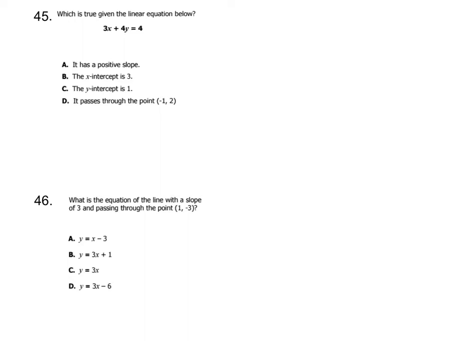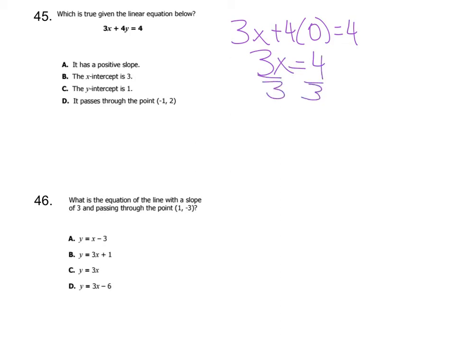A couple of things we could do here. Let's go ahead and look at the x-intercept since we're in standard form. The x-intercept is where y is 0, so we're going to say 3x plus 4 times 0 equals 4. So 3x equals 4. We're going to divide both sides by 3, and x is 4/3. Is the x-intercept 3? No.